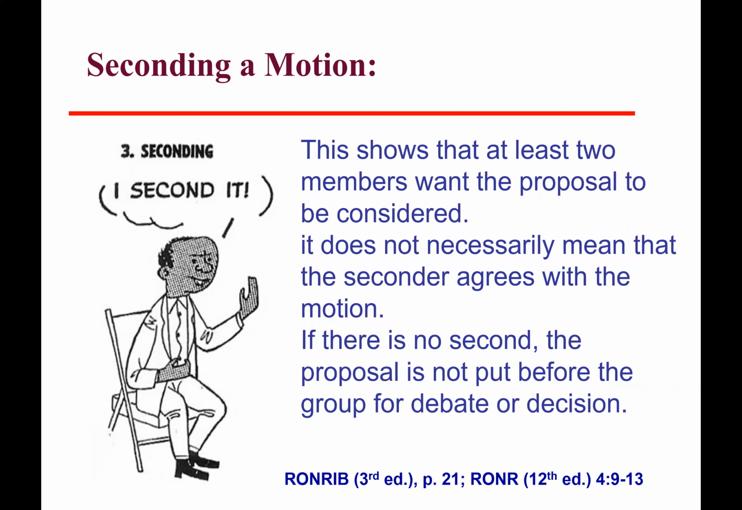So the next step, as you see on the list, is seconding a motion. This one is interesting because you don't have to actually be recognized to second a motion. This shows that at least two members want the proposal to be considered. When somebody makes a motion, there could be more than one person in the room saying "I second," but only one is required under Robert's, unless your own organizational rules say something different. The seconder does not necessarily agree with the motion.